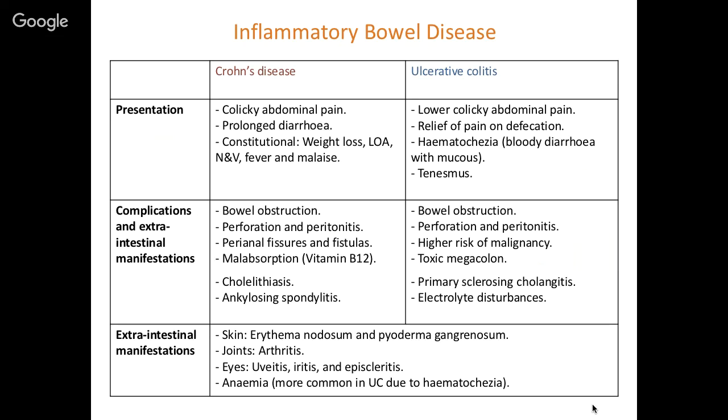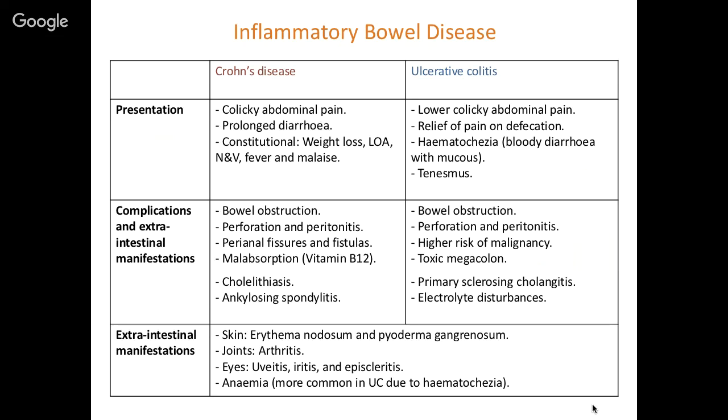In terms of complications, this is really important. So perianal fissures and fistulas we've talked about, vitamin B12 deficiency to do with the terminal ileum. There are a few other things with Crohn's disease and ulcerative colitis as well. So you have a higher risk of malignancy relative to Crohn's disease, and you can also get what's called a toxic megacolon. There's also lots of extraintestinal manifestations. So primary sclerosing cholangitis and other electrolyte disturbances are very common with ulcerative colitis.